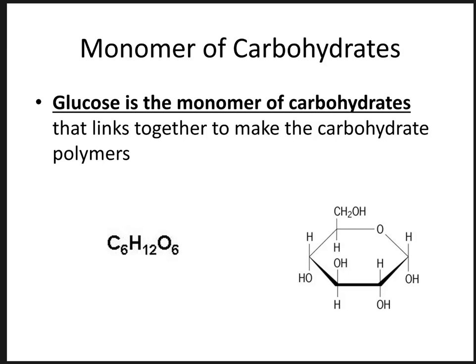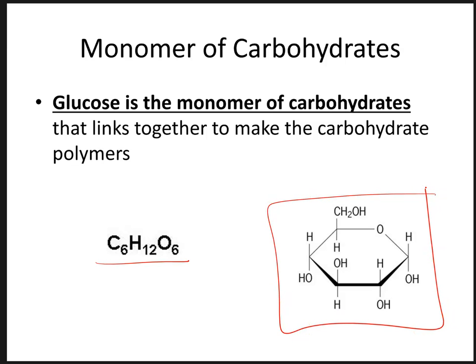The monomer of a carbohydrate is glucose. The chemical formula for glucose is C6H12O6. This is what a glucose molecule looks like right here. And to make a larger carbohydrate, we're going to take a bunch of these glucose molecules and link them together.